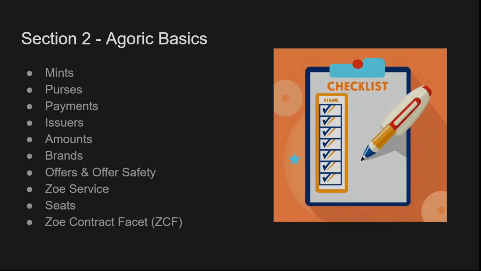Now that we've covered key concepts related to Agoric's smart contract framework, let's dive into the core components and basic concepts specific to the Agoric platform. This section will help you understand the fundamental building blocks that you will use when developing applications on Agoric. Here's an overview of the basic concepts that we'll cover.